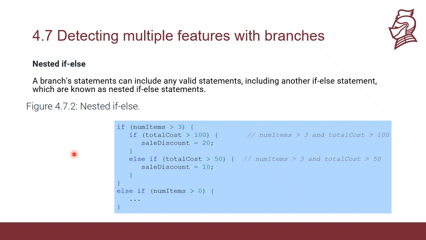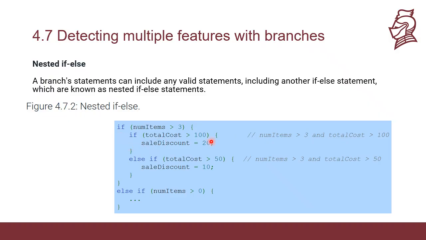In computer engineering, software engineering, computer science, if we say something is nested, we mean it's inside of another structure. So if you look, see the if statement here, if num items is greater than 3, here's the opening curly brace for that, and here's the closing curly brace. And inside of that code block is another if statement. So we would say there's a nested if statement, right? And you could have multiple nested if statements, but it would get kind of confusing maybe.